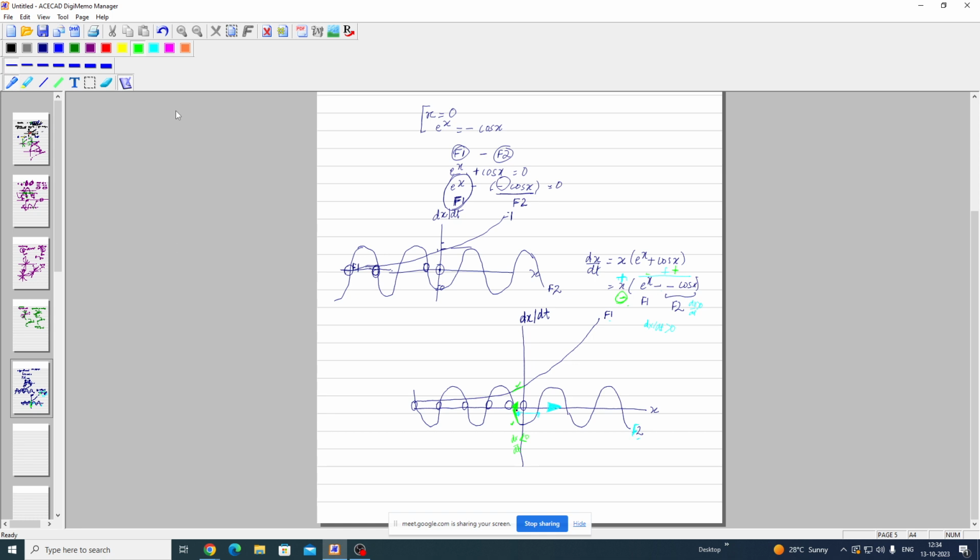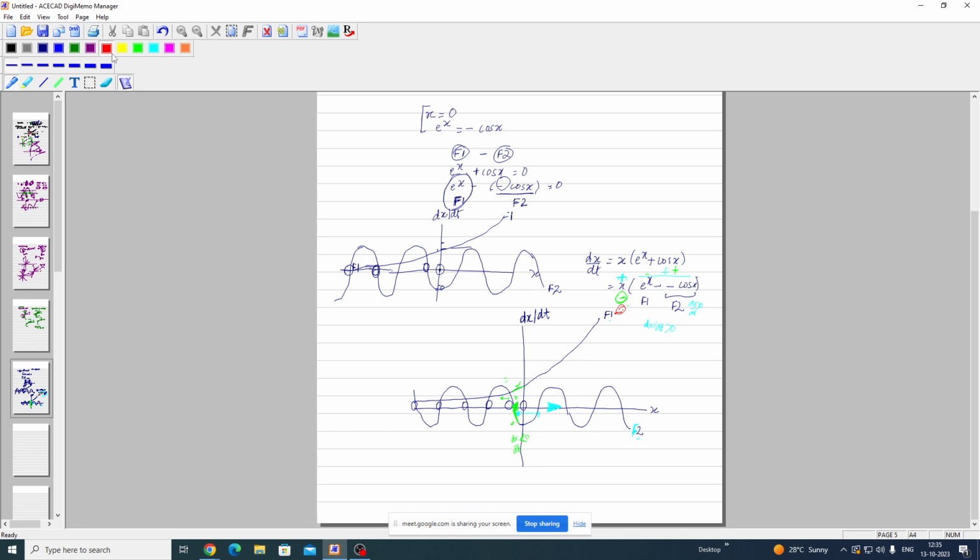Let's look at the second fixed point. To the right side of the second fixed point, the flow is towards the left side, dx/dt is negative. We don't need to look at what happens when we go to the right side, we already know what's going to happen. Let's look at what happens when we go to the left side of the second fixed point. x is still negative. We are still in the negative zone.